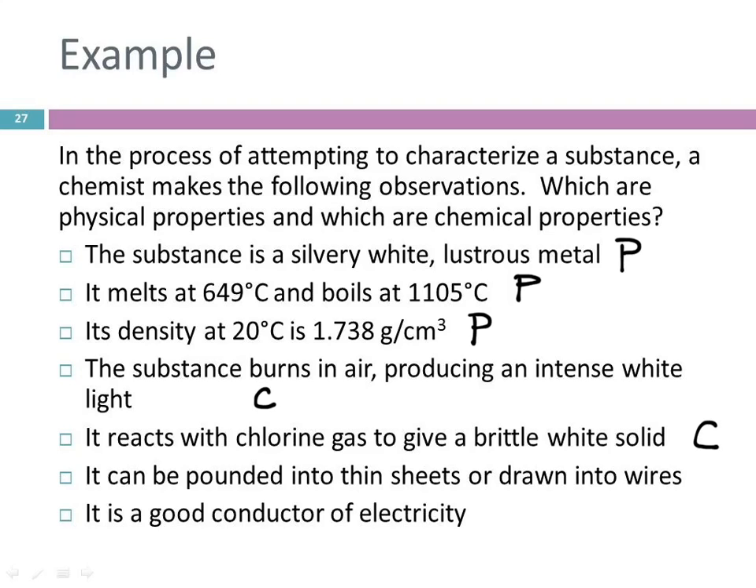Chemical. It can be pounded into thin sheets or drawn into wires. Physical. It's a good conductor of electricity. Physical. Okay, so those are examples of chemical and physical properties.